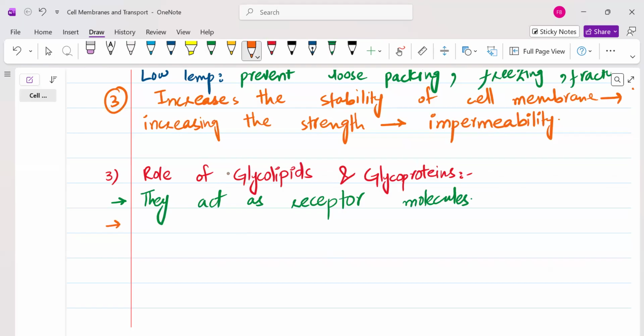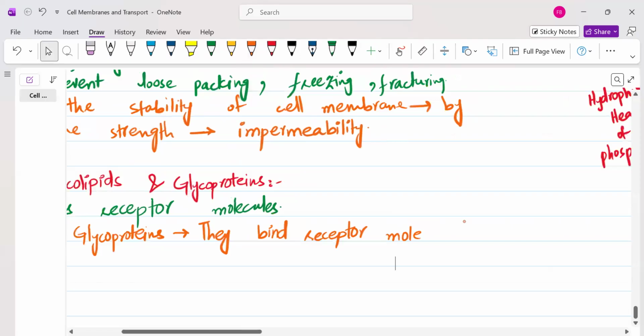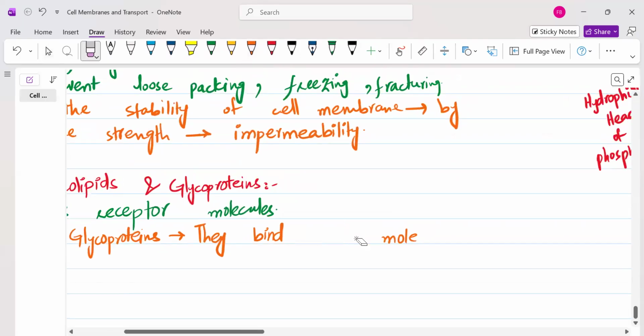How will they act? You will say the glycolipids and glycoproteins bind ligand molecules with them. They want not the receptor molecule, they want the ligand molecule, because they themselves are receptors. You know the difference between ligand and receptor? They want ligand molecules.